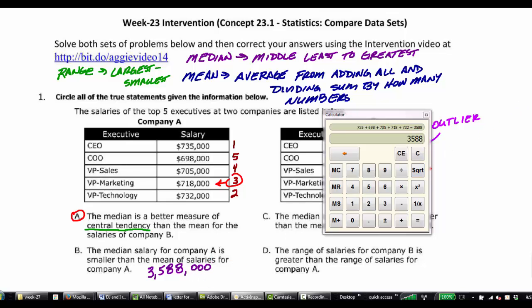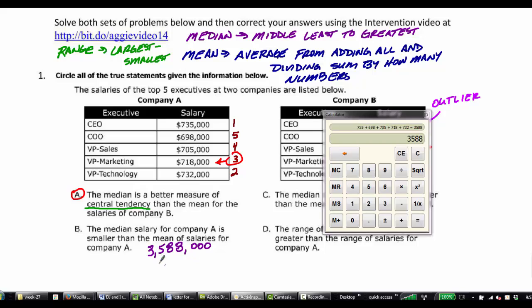Now, that's not the total mean, though. You're saying to yourself, hold on, that doesn't seem right. Well, you're right, it doesn't seem right, because remember, we have to divide that by 5, by how many there are. So I'm going to take that answer, and I'm going to divide it by 5, and I'm going to get 717,600. Now I'm ready to answer the question. The median was 718,000. The mean is 717,600. That's all money. So that answer is false.